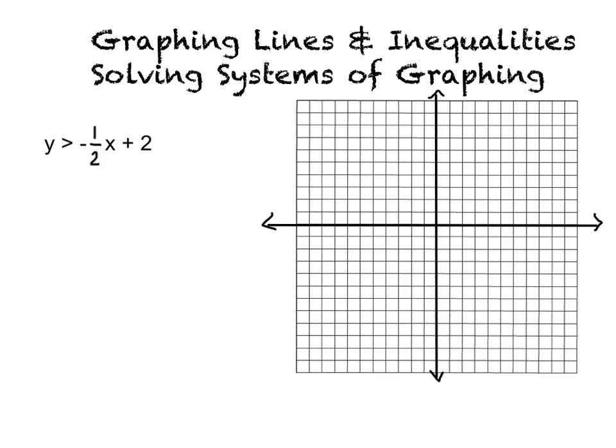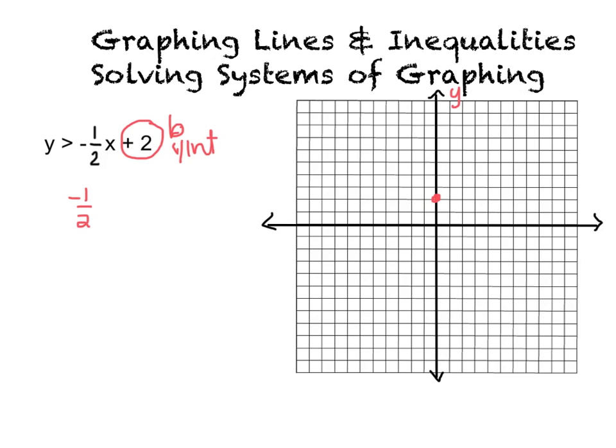So we've been reviewing graphing lines for a while. Let's look at graphing inequalities and solving systems of graphing lines and inequalities, linear inequalities. So again, this is going to be our beginning point, our y-intercept, and that's where we're going to start. We're going to put on positive 2 on the y-axis, and my slope is negative 1 over 2.